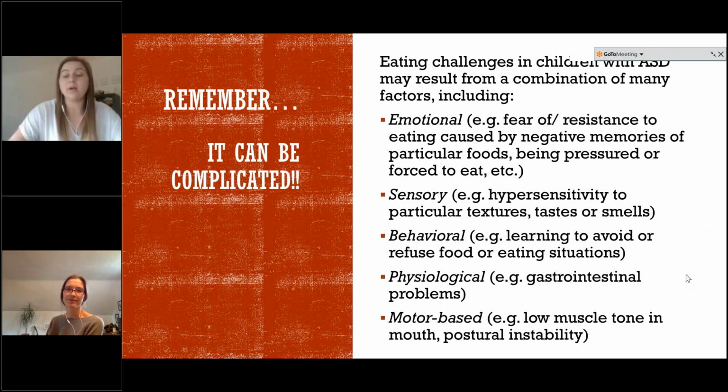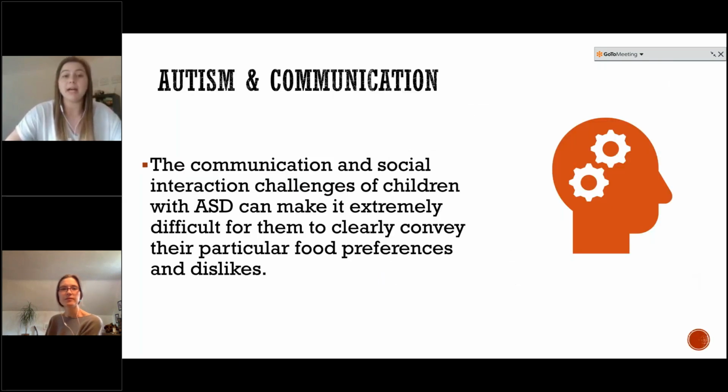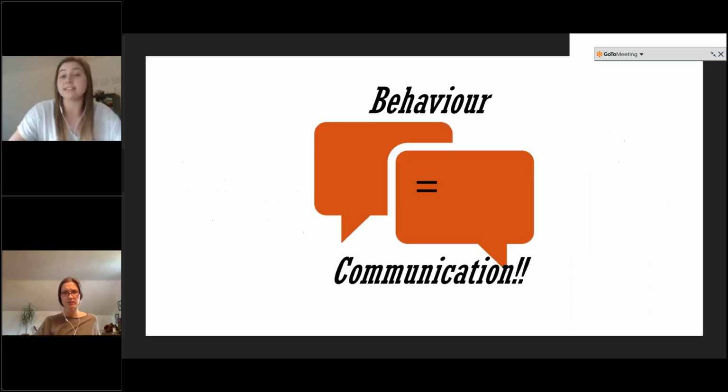So now when we look at autism and communication, briefly touched upon this in the beginning, but we're really looking at what is the child trying to communicate to you in this mealtime, in this eating situation where something is going wrong or there's an issue occurring. What are they trying to convey to you? And always remembering behavior is communication.